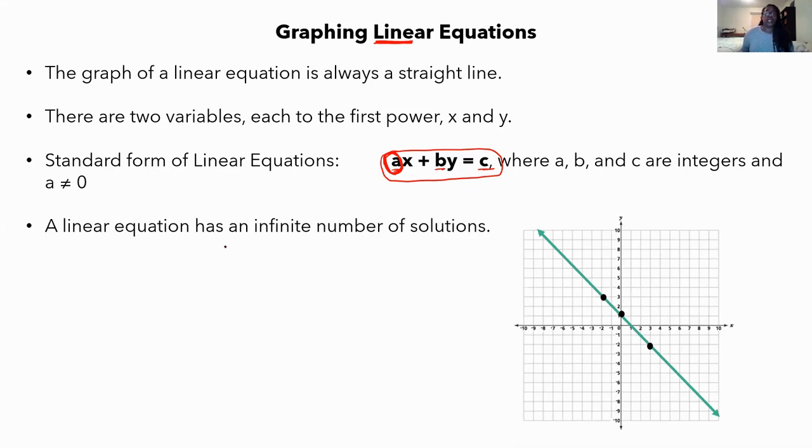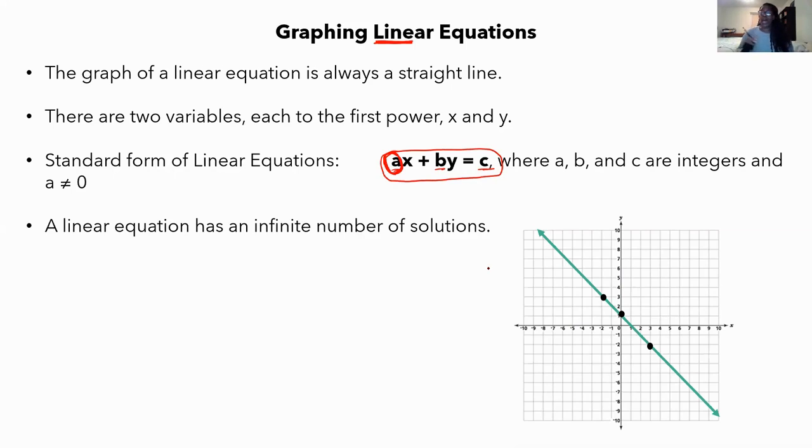So a linear equation has an infinite number of solutions. If you notice on my graph, I have a green line, okay? And I have 1, 2, 3 points designated. But guess what? On that line, there are infinitely many solutions. There are tons of solutions going this way, and tons of solutions going that way, okay? So many different points make up that line, all right?